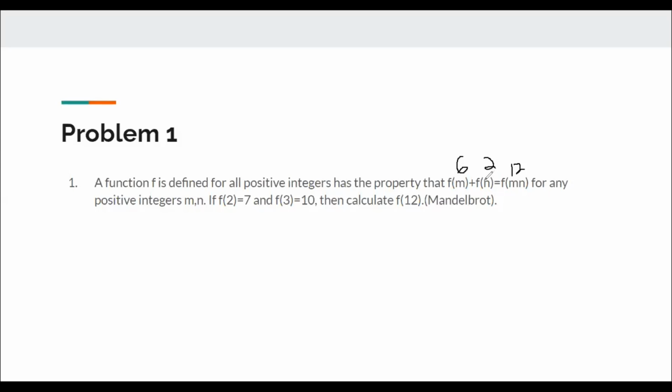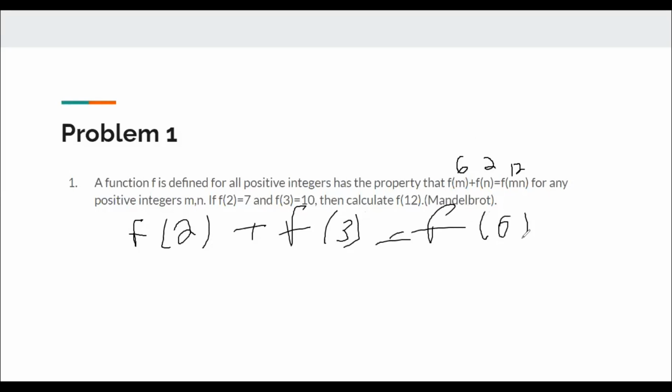If you do 6 and 2 here, you already know f of 2 is equal to 7. So you want to find what f of 6 is. We're given f of 2 is equal to 7 and f of 3 is equal to 10. So you can do f of 2 plus f of 3 is going to be equal to f of 6, because that's basically what the function states. f of m plus f of n is equal to f of mn. We know this is 7, this is 10, so f of 6 is 17. So that's going to be equal to 17.